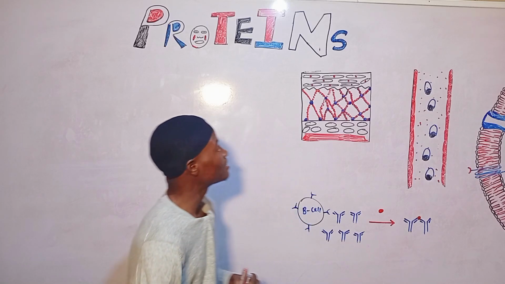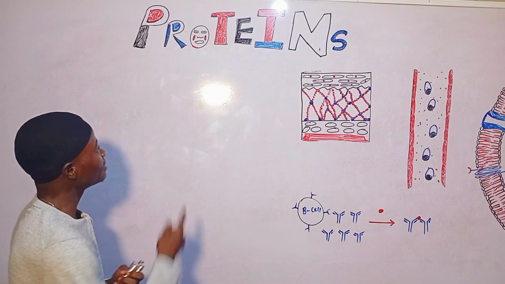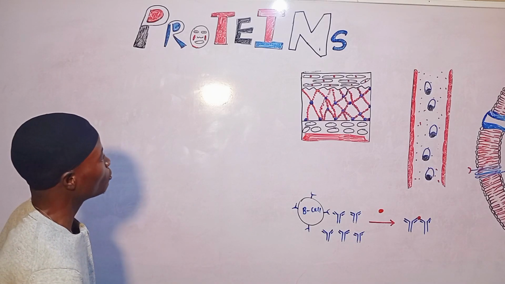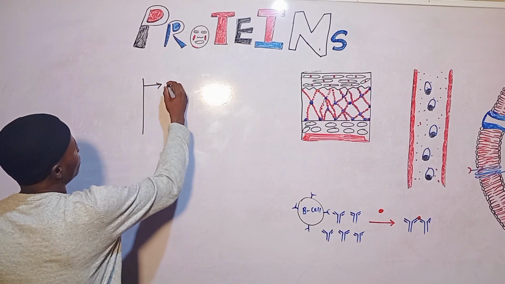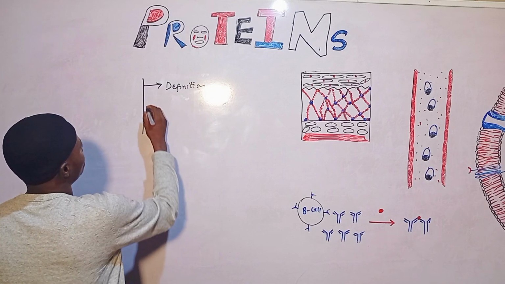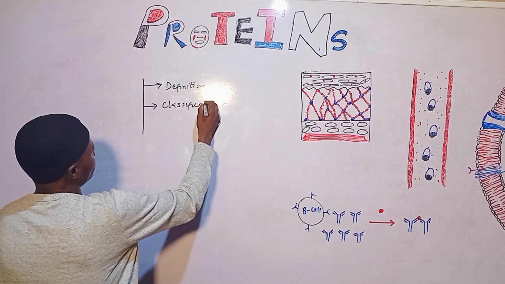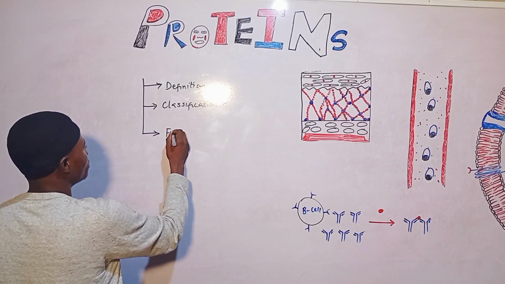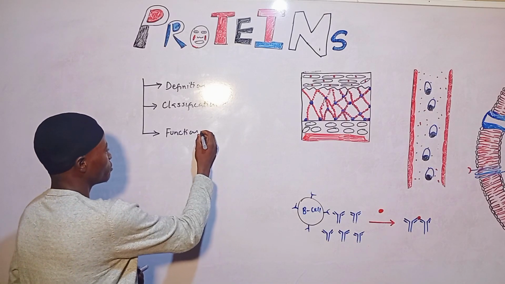So let's go ahead and talk about one of the most important biomolecules in the biological system, and that is protein. The points I'm going to cover in this video: first, the definition of protein in simple terms, right? Then from there, we're going to talk about the classification of protein. It's very, very important. And the last one is the functions of protein in the biological system.